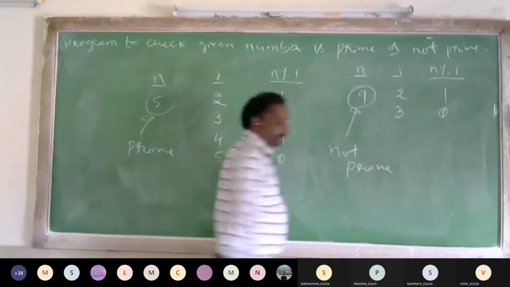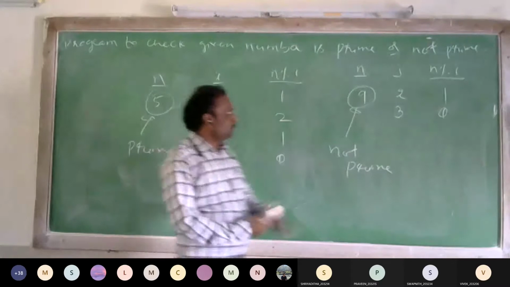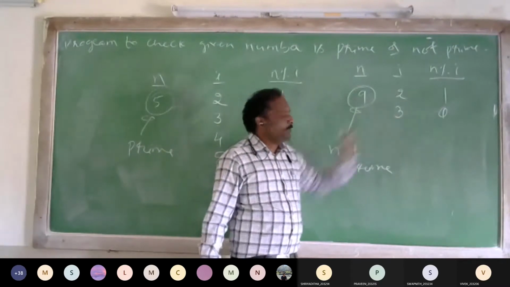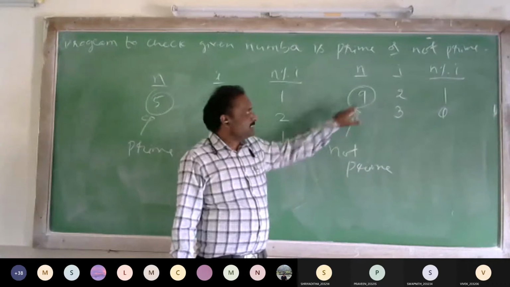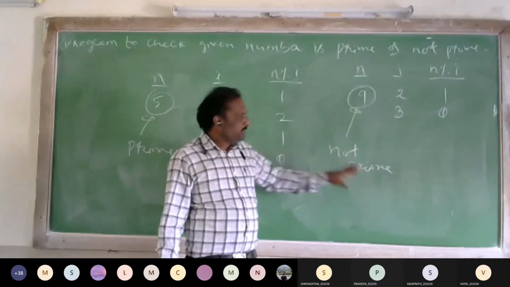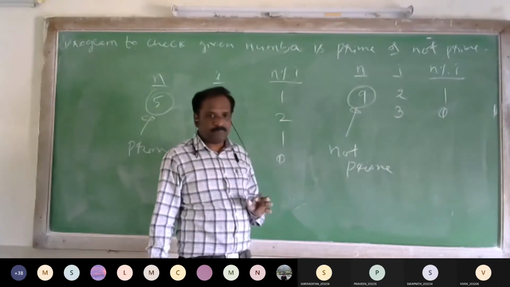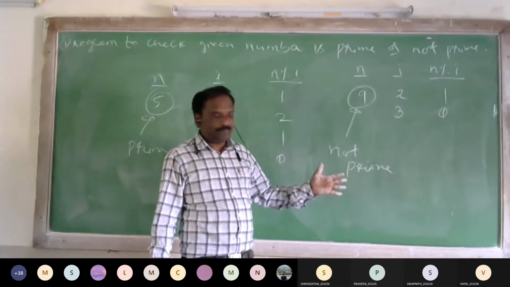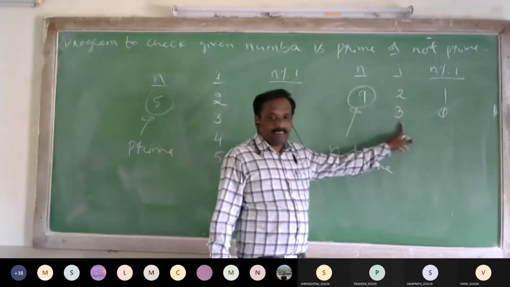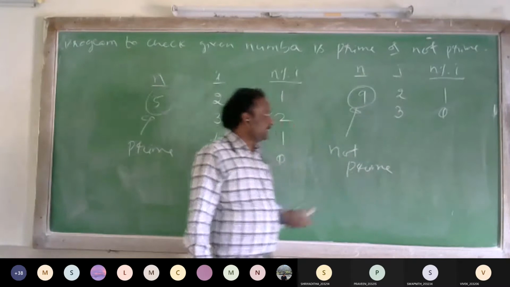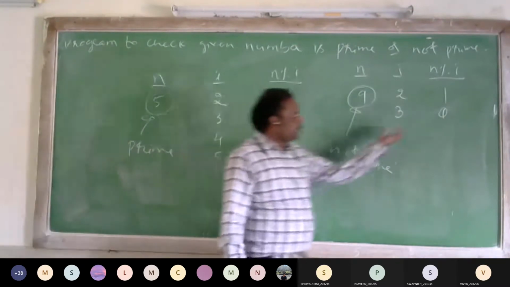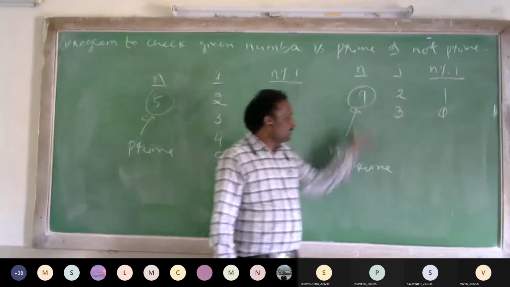Not prime. Why not prime? Because it is divisible by some other number. Here 9 is divisible by 3. If 9 is divisible by 9 only, then we say that it is a prime number. A number is called a prime number if it is divisible by itself. But here 9 is divisible by 3 also. Then we say that 9 is not a prime number. Here only we will come to know that 9 is not a prime number.